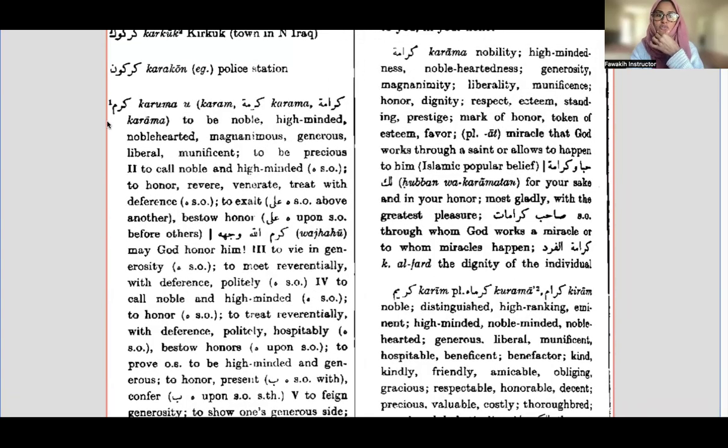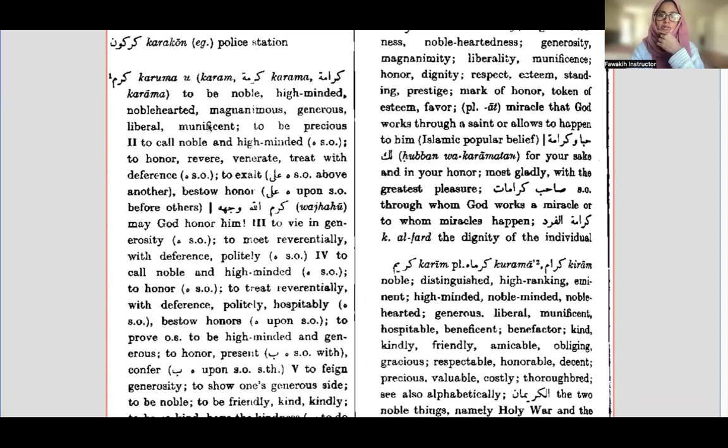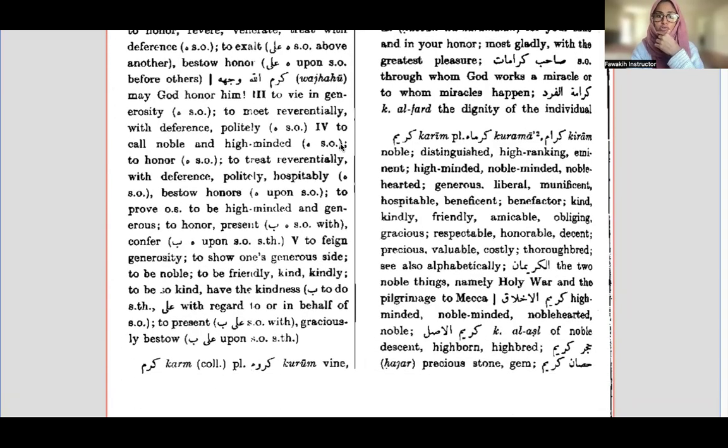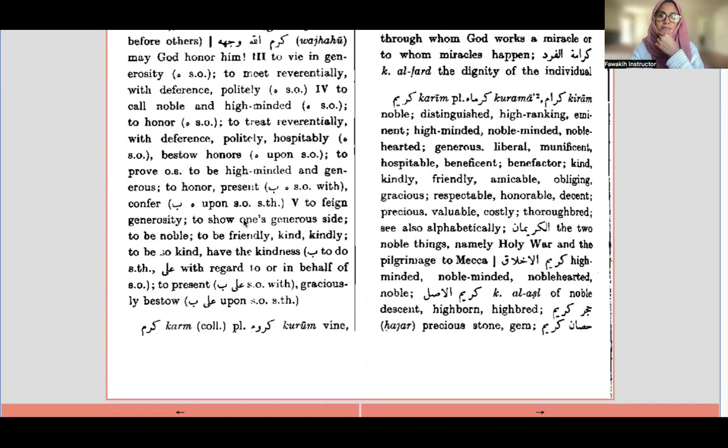Yeah, you see, on the first form, karuma, yakrumu, the person is kareem. That is to be noble, magnanimous, generous. But on the fourth form, and this is a fourth form word, by the way, ikram, it's to call noble and high-minded, to honor, to treat reverentially. Anyway, I guess it's similar. I guess you can use them interchangeably.